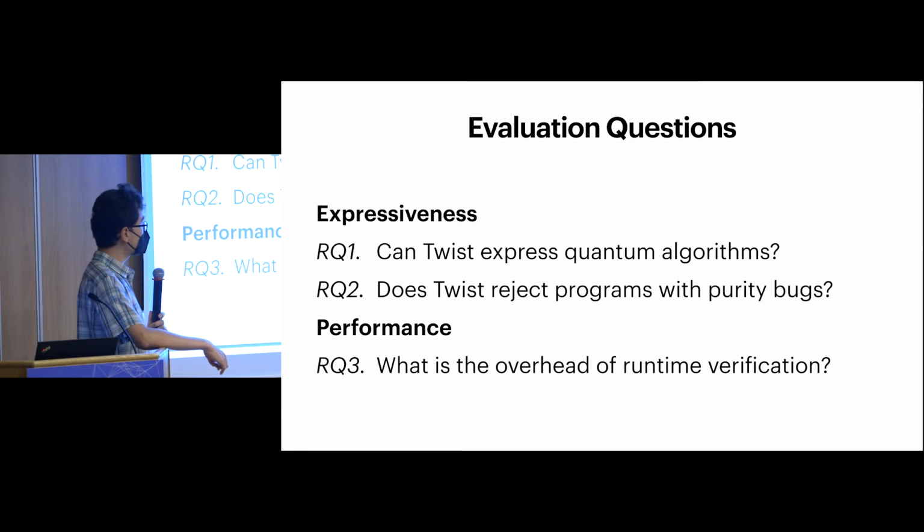The next question is, well, how sound are the analyses that we have devised? Can we actually get the language to reject programs that contain bugs that are caused by a misspecification or a violation of purity? And the final question is, well, if we're doing all of this verification at runtime, what's the overhead going to be?